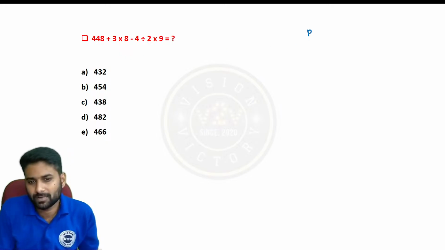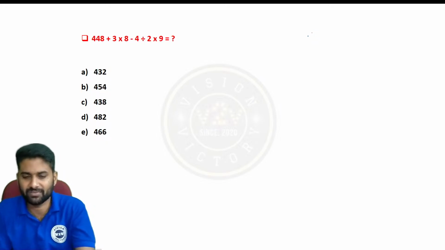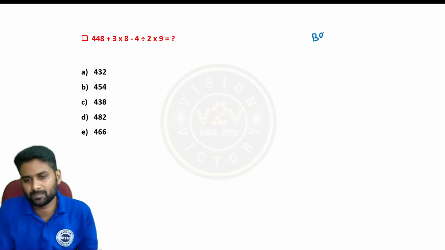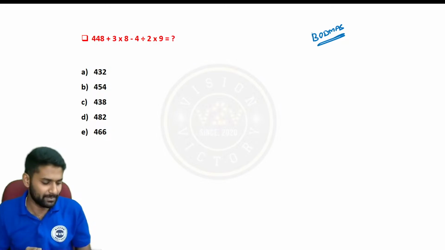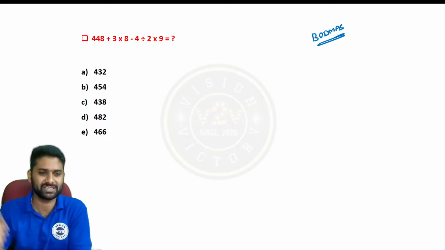Now see, if you simplify any equation, you should follow the BODMAS rule, guys. According to the BODMAS rule, you can simplify any equation. And you already know what each and every letter stands for. B is bracket, O is of condition, D is division, M is multiplication, A is addition, S is subtraction.